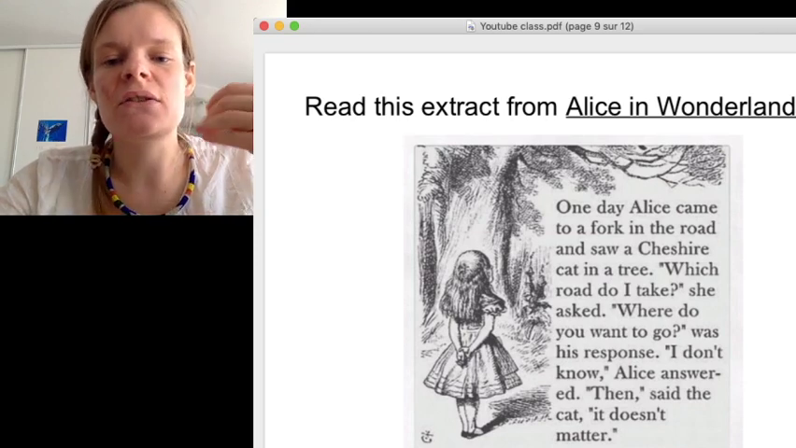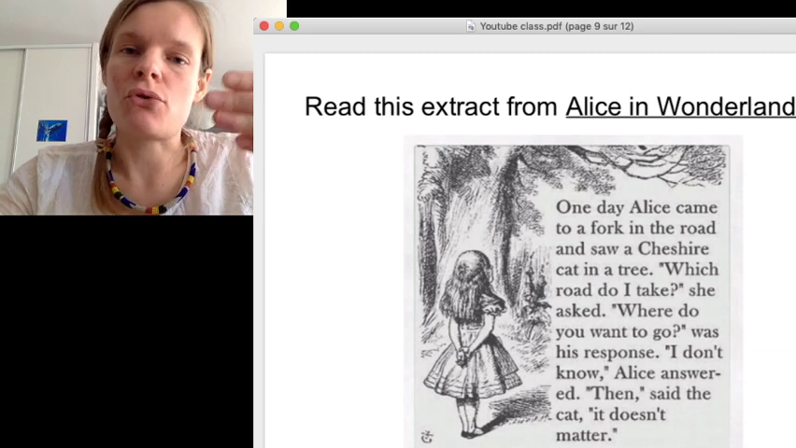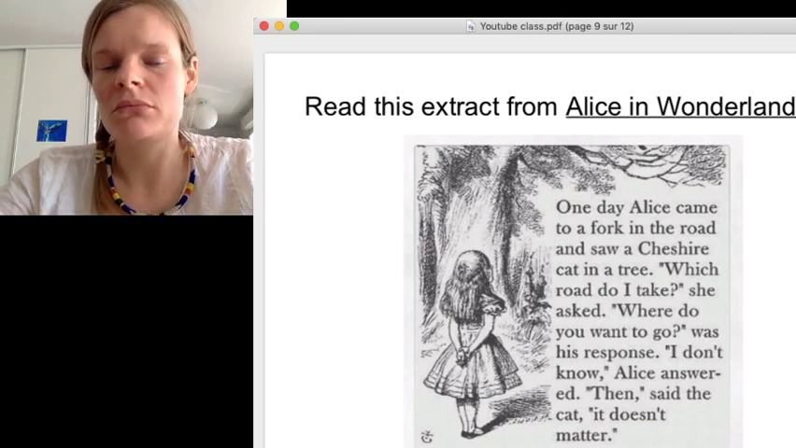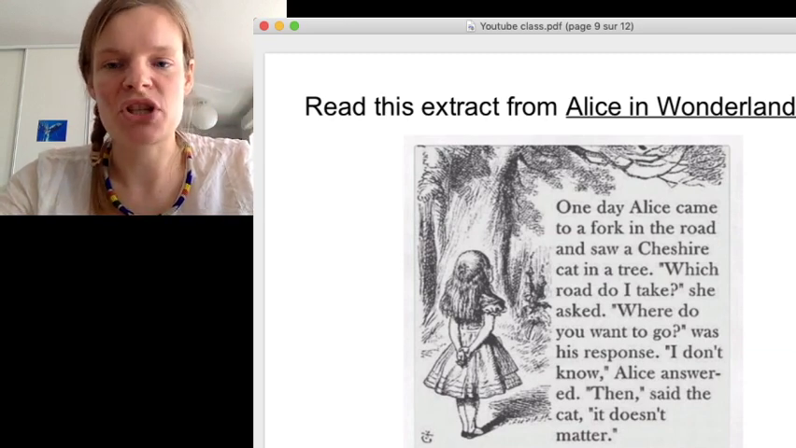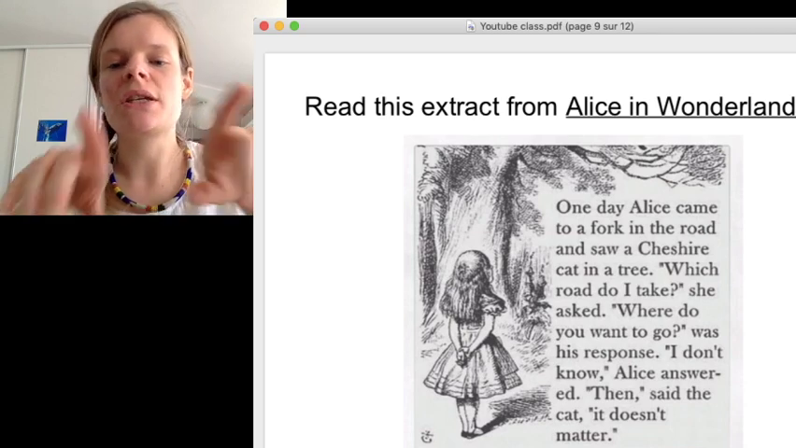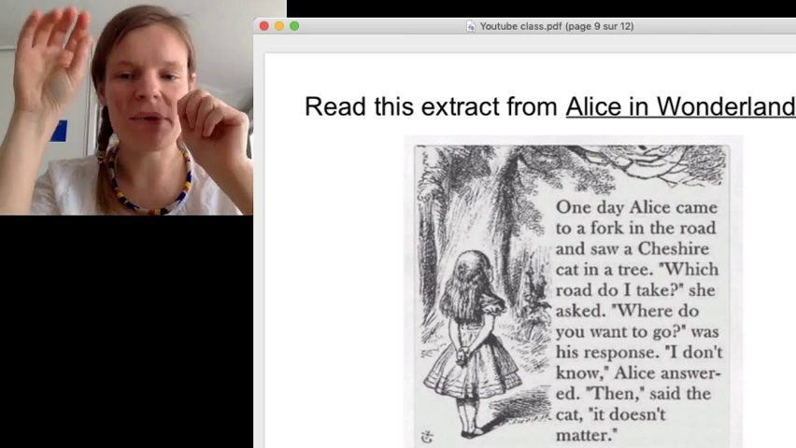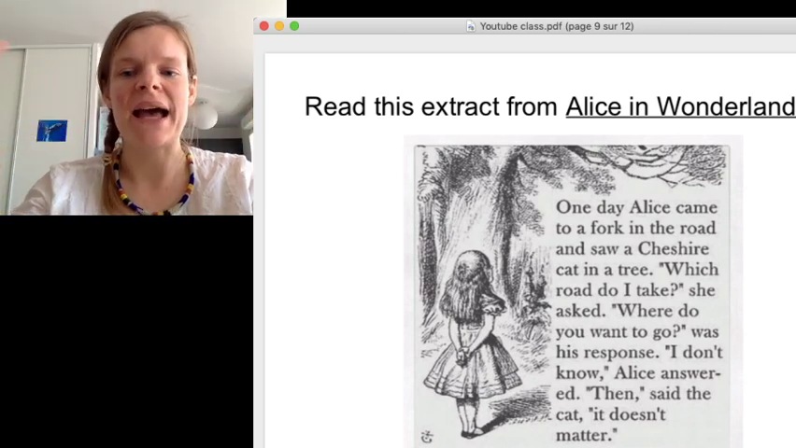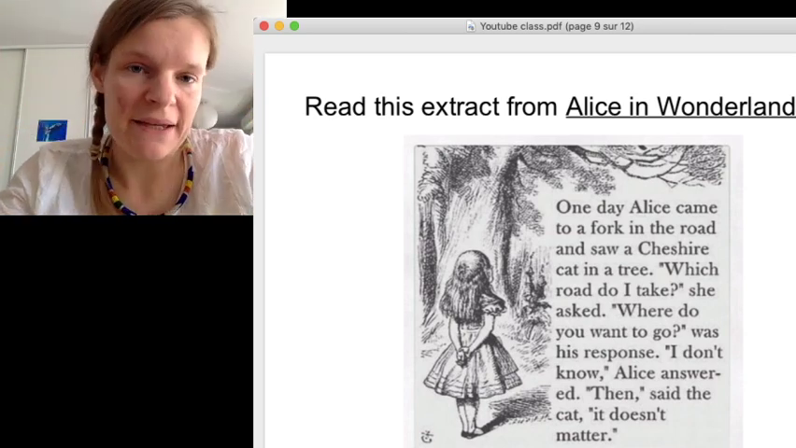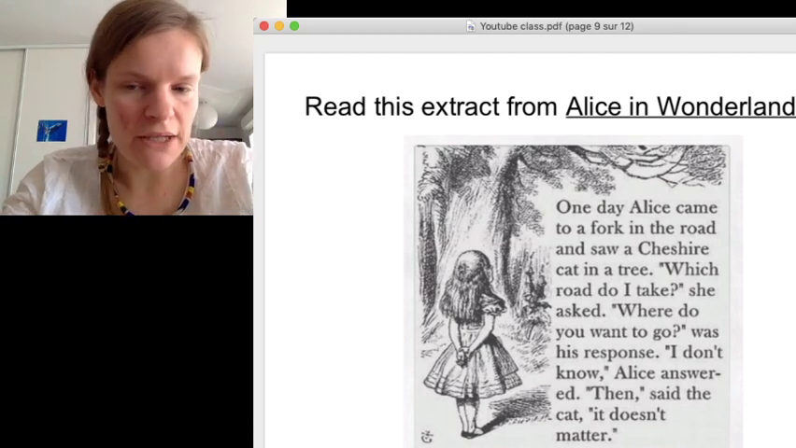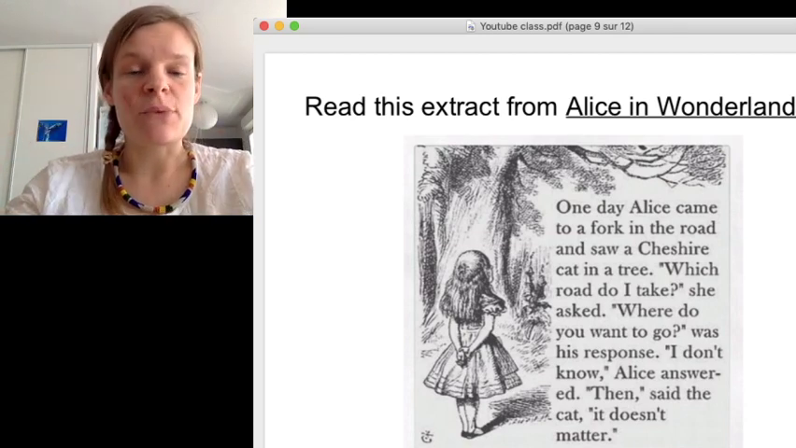And so this cat is originally from Cheshire, or this type of cat is from Cheshire. So she is at this fork in the road and she sees a cat up in a tree. She asks the cat, which road do I take? Do I go left or right? Okay? And that's what she asks.